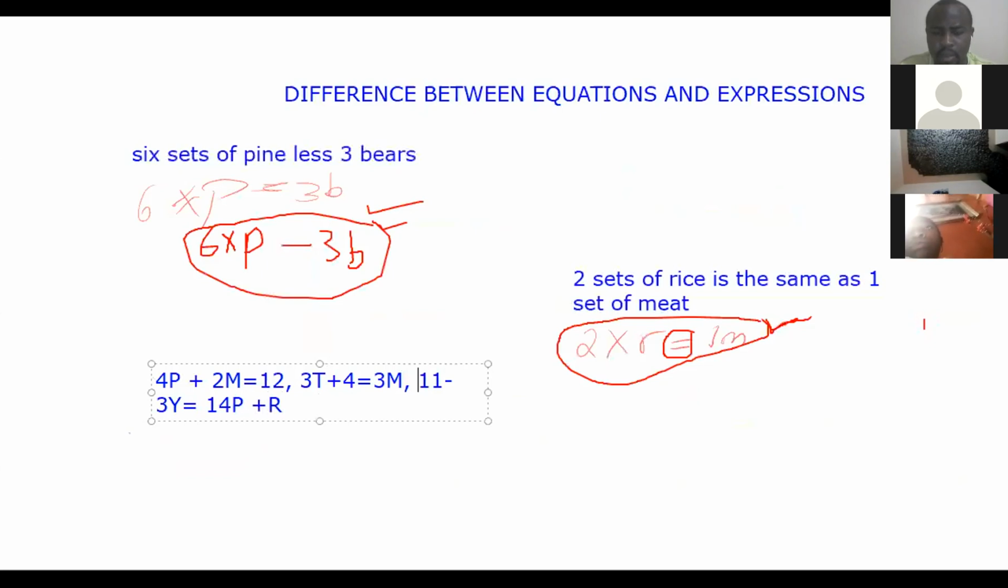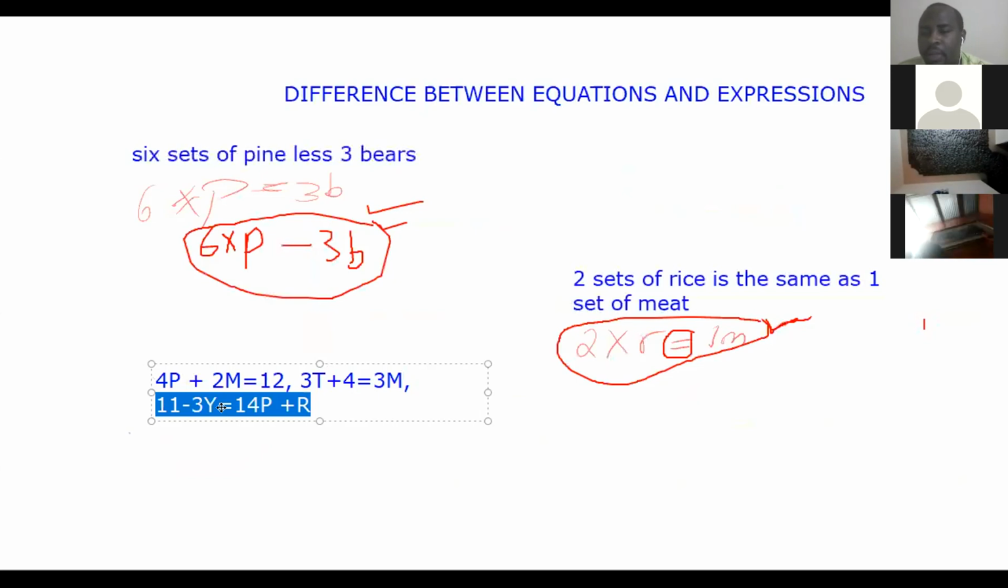All right, so this one. Is that an equation or expression? Expression. Look at it. The whole of this. All of this. Equation. It's an equation because there's equality, right? Between two or more things.